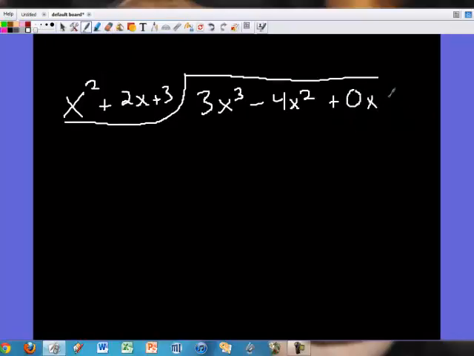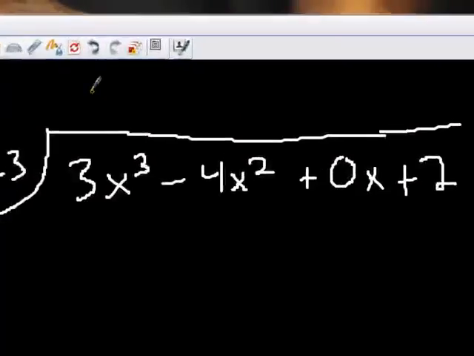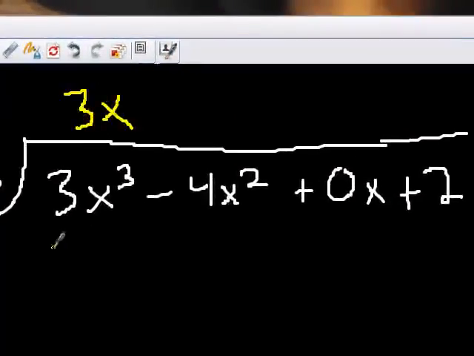Got to add our 0x in, and then put my 2 back on, because you have to have descending powers. 3, 2, 1, and no x. So now go ahead and divide first term by first term. So that gives us 3x. Your steps should look just like this.